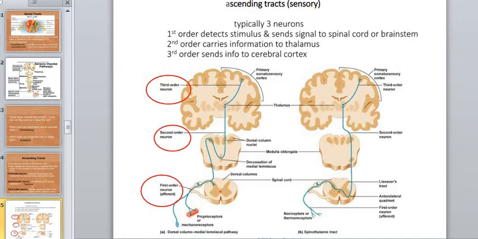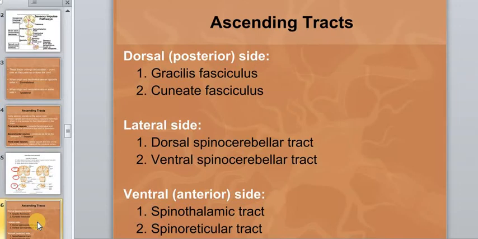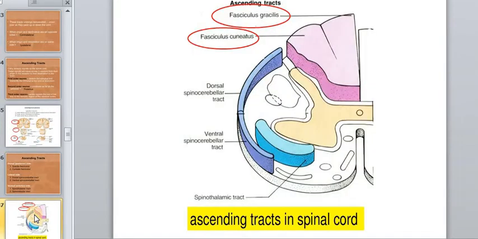And consider 6 ascending tracts, 2 each dorsal, ventral and lateral, and we will discuss all these tracts. Here you can see a comparative description of the 2 ascending dorsal pathways.